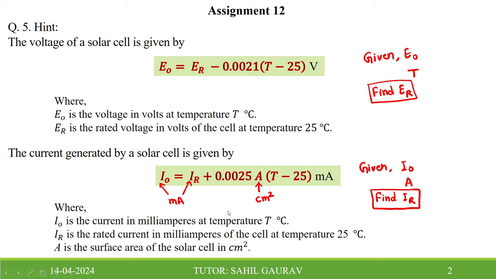Yes, this is a standard equation. If the voltage and current for the solar cell at a certain temperature are given, then you can find the voltage and current at the standard room temperature of 25 degree Celsius. In the problem, they have given the values at T degree Celsius, like 45 degree Celsius, and you need to find the voltage and current of the solar cell at 25 degree Celsius. So these are the standard expressions. You need to remember them, and you can use this expression to solve this problem.